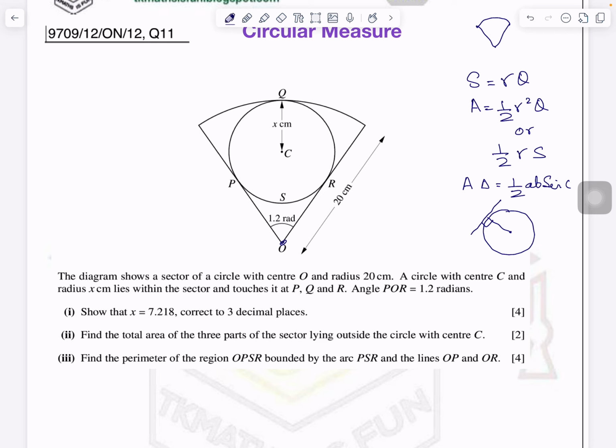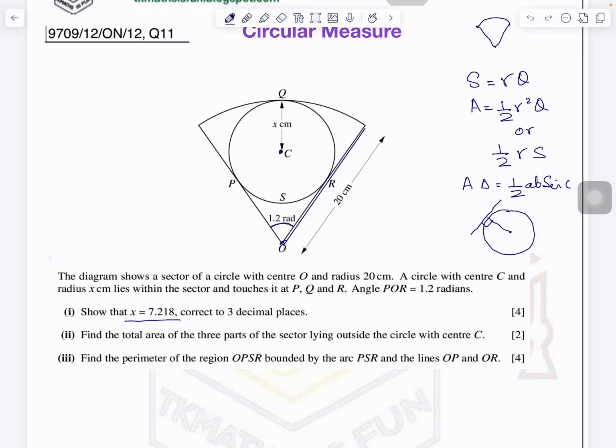So the first part of the question is saying that you have to show x is equal to 7.218. And what is x? x is the radius of the circle. We can see that. And this is the center of the circle. And this is the angle of the arc length. And this is the radius of the big arc length, right? This is all given here in the description as well as in the diagram.